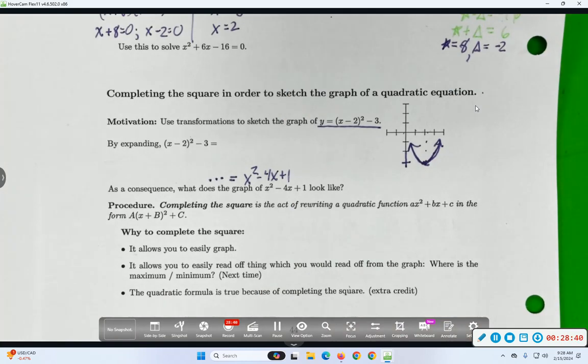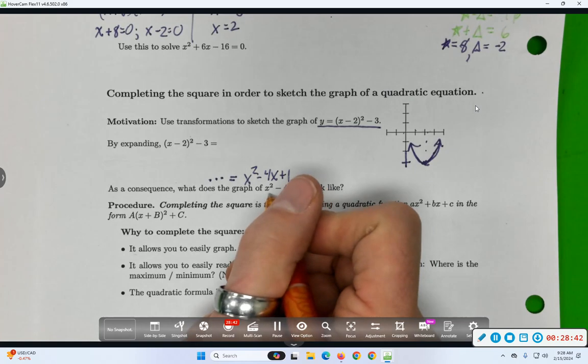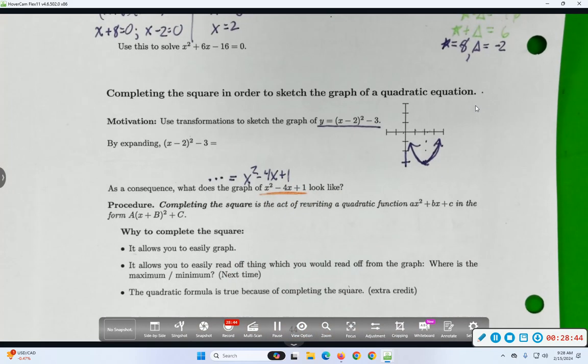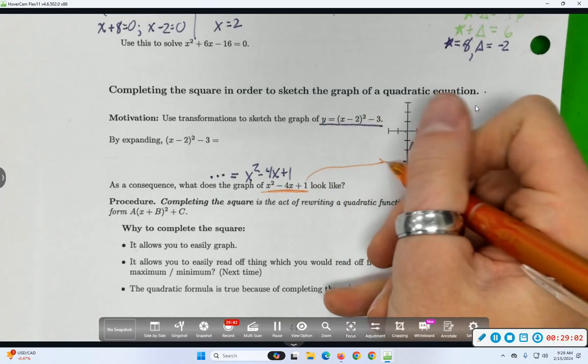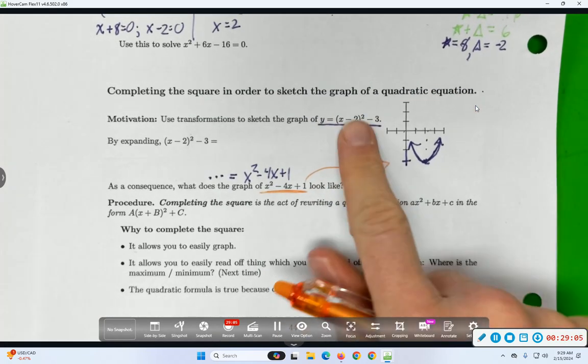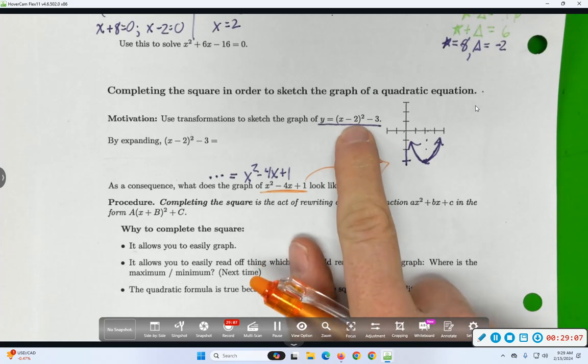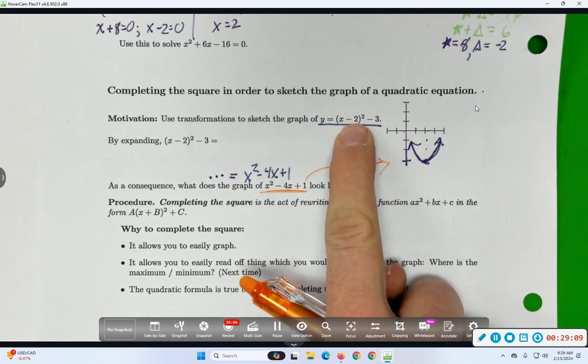All right, so let's suppose, given what we just did, I will now ask you, sketch by hand the graph of x squared minus 4x plus 1. What would you do? Yeah, you point to that graph. It's the same function, so it has the same graph. So here's a bit of motivation. If you have something that already looks like a stretched and shifted parabola, it's easy to graph. Just do the stretching and shifting.